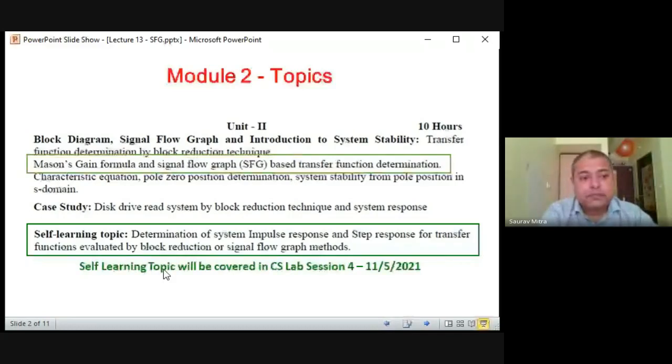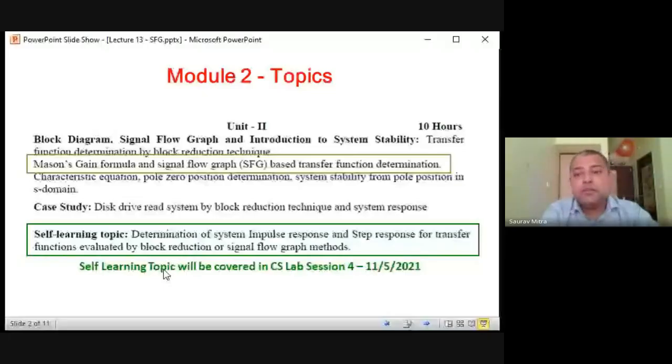Again, I'll repeat, explain Mason's Gain formula. There is nothing to explain as such. You have to just write the formula, and you have to write down what the different parts of it are. There are some 4-5 different areas in the Mason's Gain formula. Each one, what is it? That you can explain, and that is actually asked as a 5-marks question. That is the only theoretical question that may be asked here. Others are all numerical. And there is a self-learning topic towards the end of the syllabus.